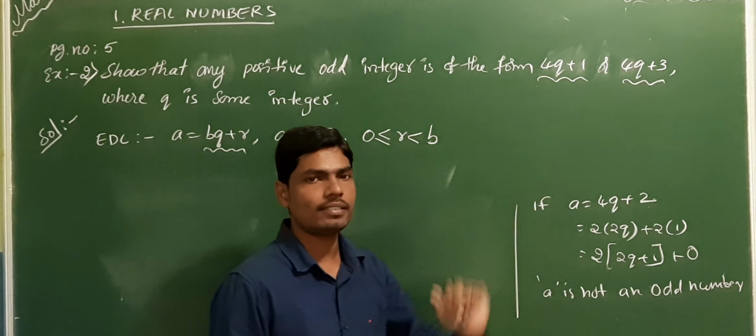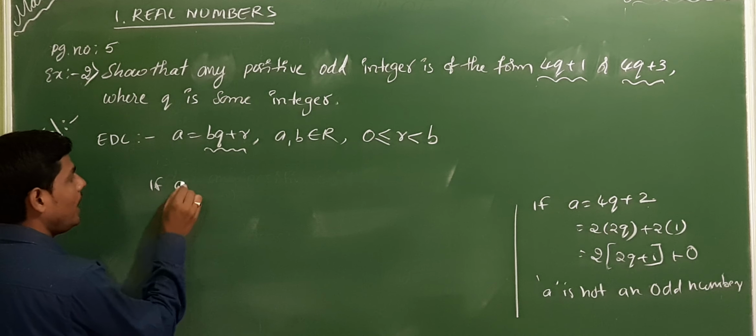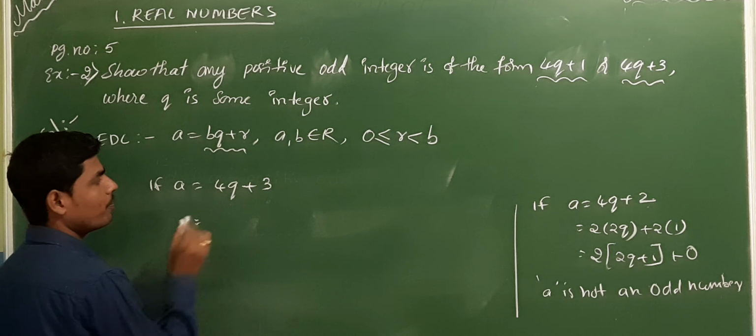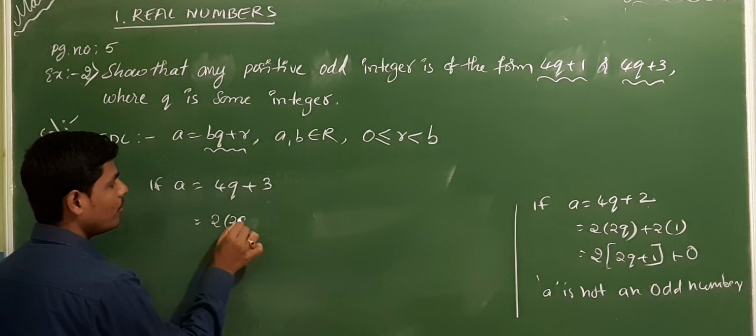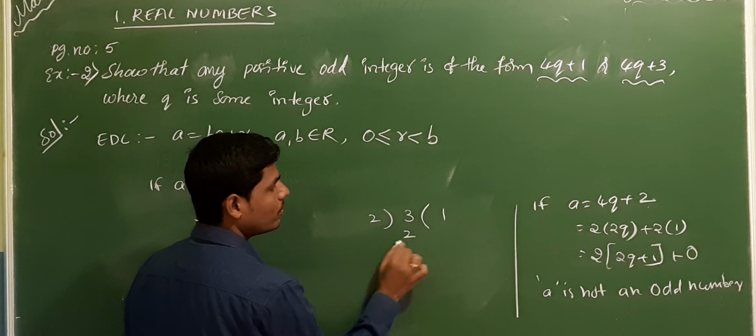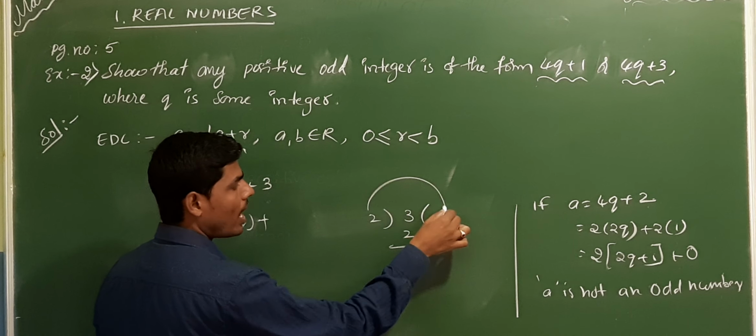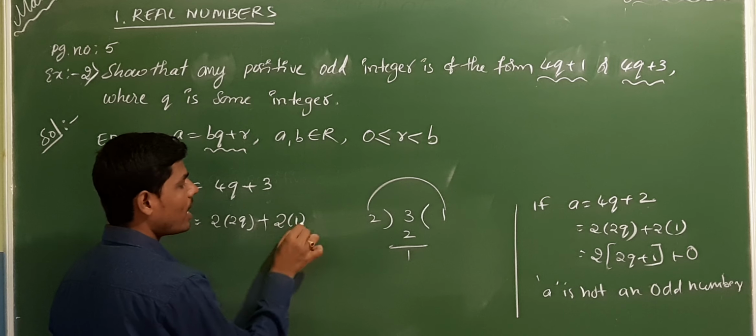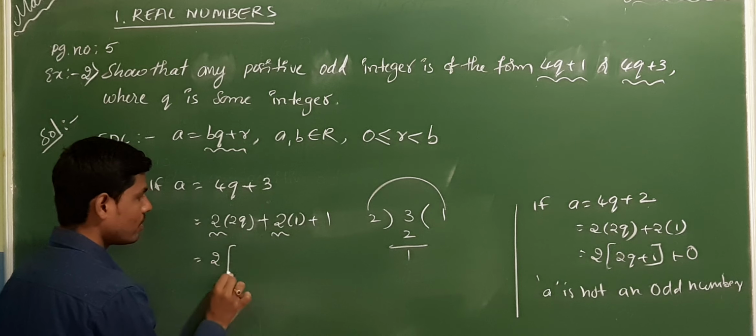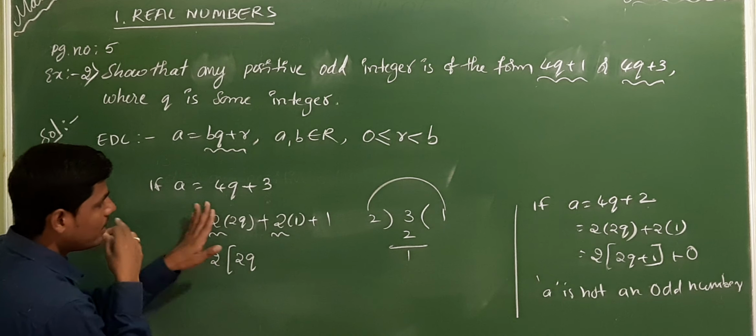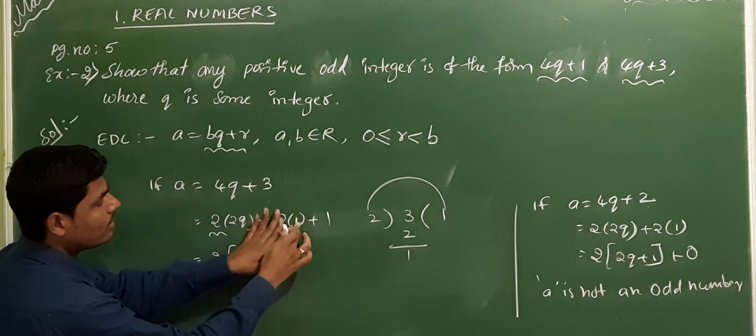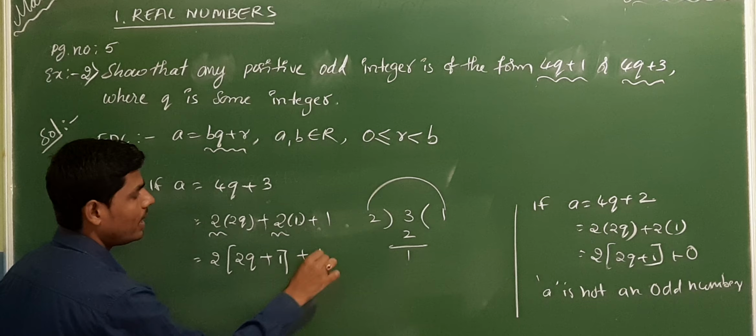Next we take 3. If a is equal to 4q plus 3, now 4q is 2 into 2q, plus 3. Divide with 2: 2 ones are 2, so it is 2 into 1 plus 1. Take this 2 common. Here 2q is left, plus 1 from the other term, plus 1, as it is.